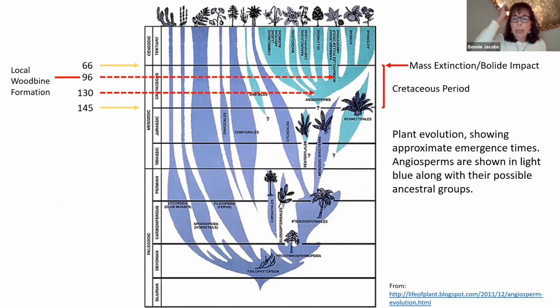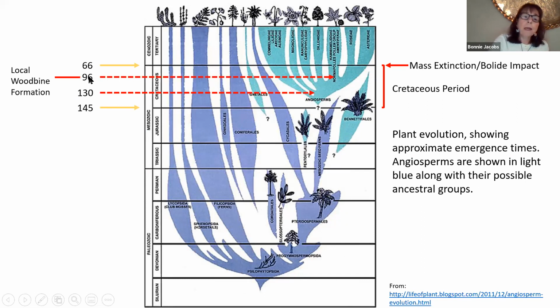So now if we look again here at time and we look at the plant record, we see plant evolution showing the approximate time of emergence of the angiosperm. So that's shown in the light blue. And then everybody else is shown in the darker blue color. Here again is the lower boundary of the Cretaceous, which is in the Mesozoic. That's at 145 million. 130 again is our earliest evidence of angiosperms.